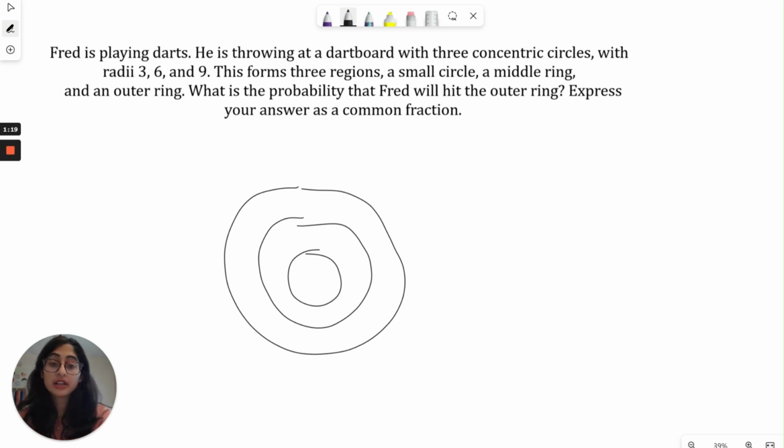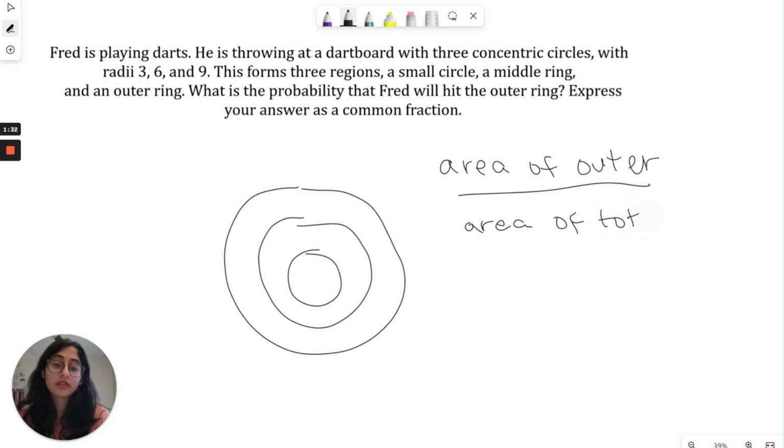So we're going to find the area of the outer ring and then divide that by the area of the total board, right? To find the probability that Fred will hit the outer ring when knowing he's going to hit somewhere in that total board, okay? Fred is not going to miss. Fred is going to hit somewhere in there randomly. We believe in Fred.